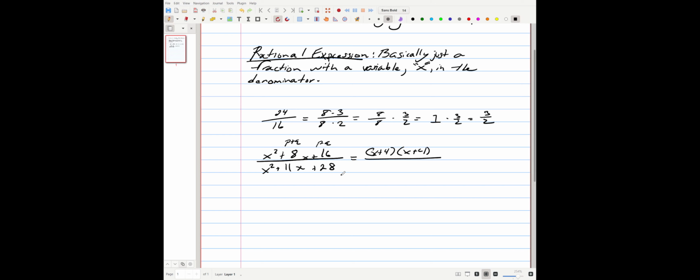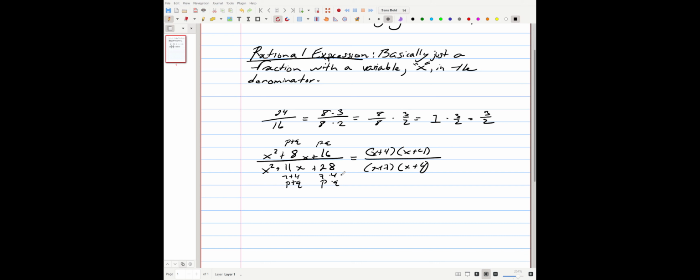Okay, and what about the bottom terms? What P times Q gives us 28, but P plus Q gives us 11? Well, 7 times 4 is 28, and 7 plus 4 is 11. And once again, we have a 1 in front of the x squared, so it's just going to factor into x plus 7 times x plus 4.